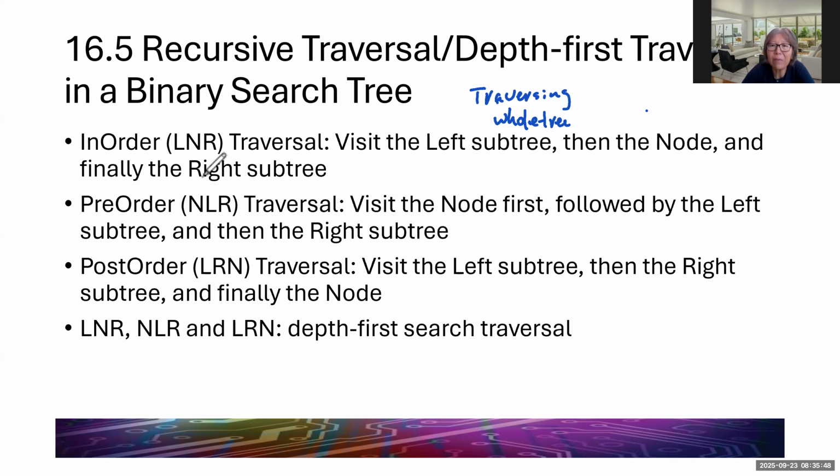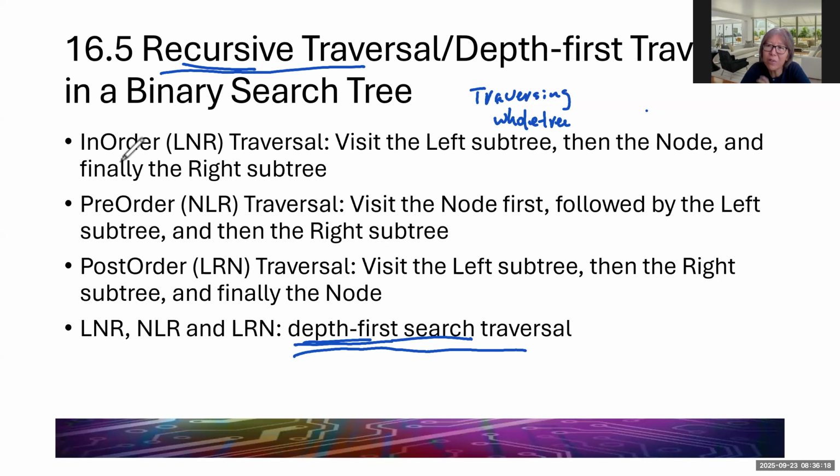Okay, and all of this, we are going to see there are three kinds of approach, and it's recursive traversing. It involves recursion, and this is depth first search. So you go to one branch as deep as possible, basically. So we call it a depth first search traversal.